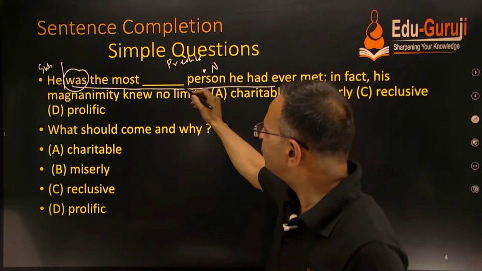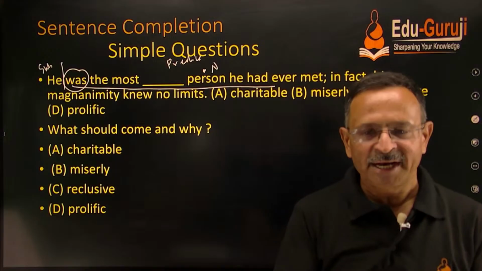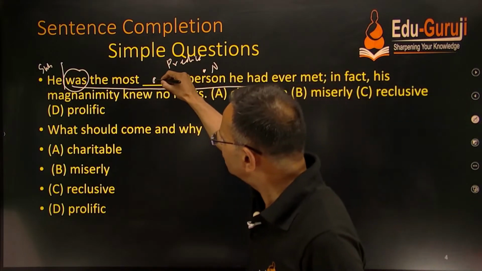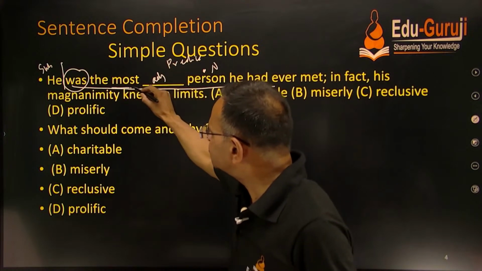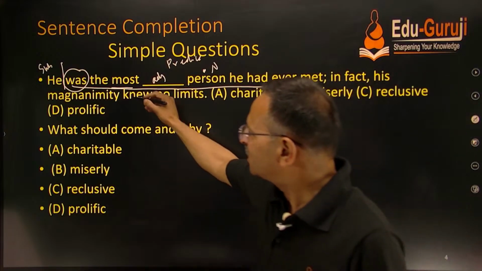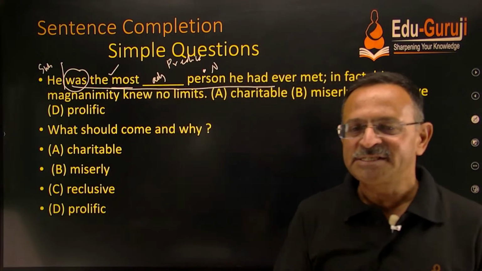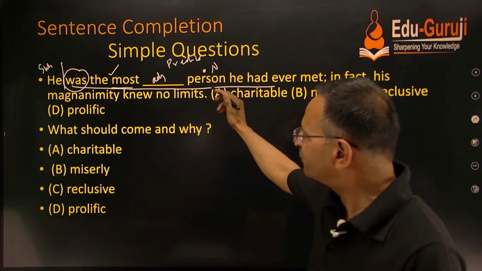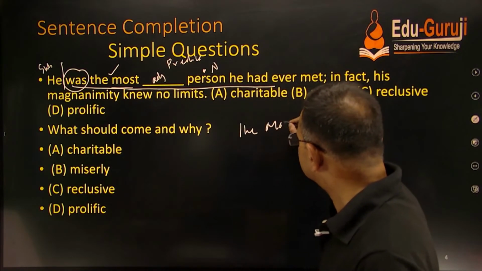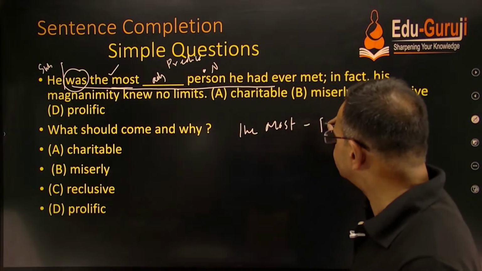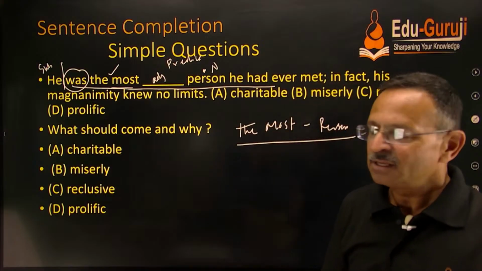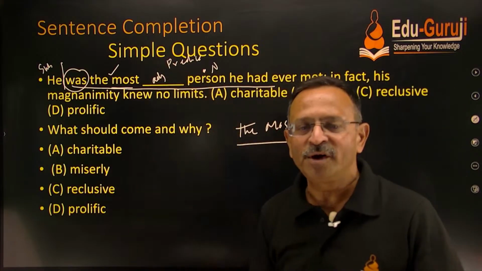Before a noun, what can come? An adjective can come, right? So we need an adjective here, because we can see there is a superlative degree. The superlative degree has come. The is a determiner. So we can easily identify that this is the noun phrase, the most blank person. Now in this noun phrase, we need a modifier.